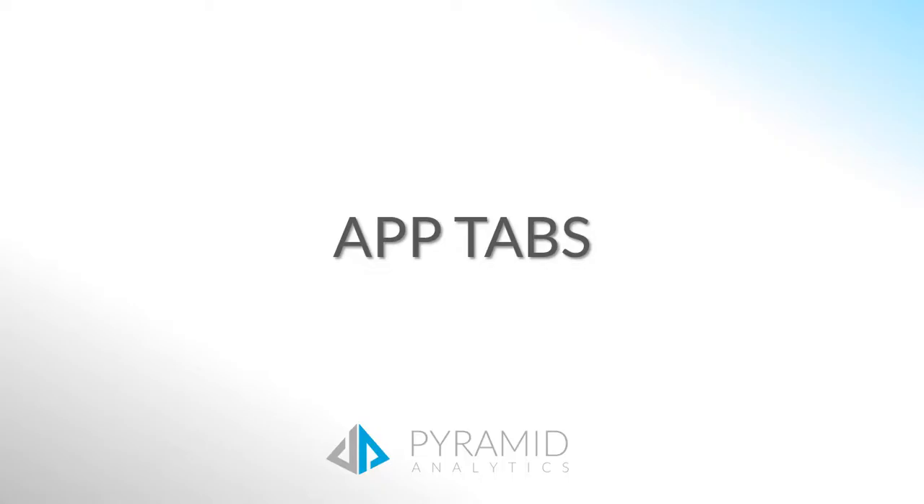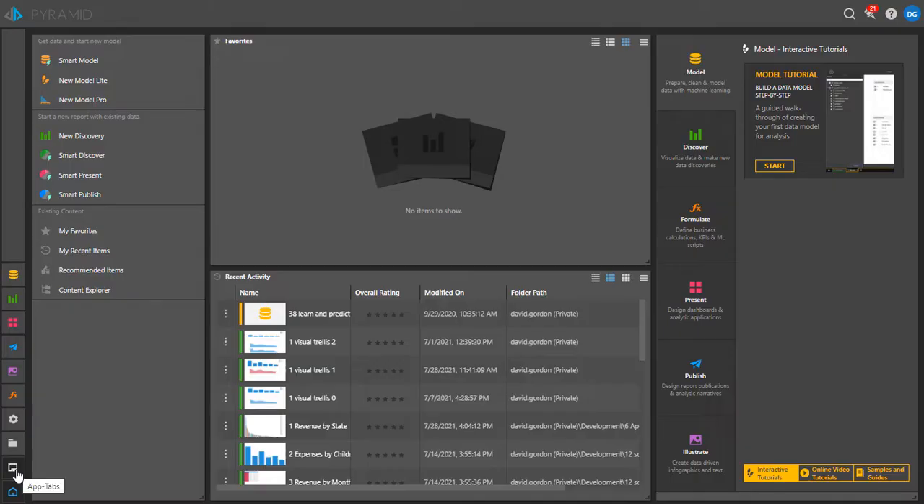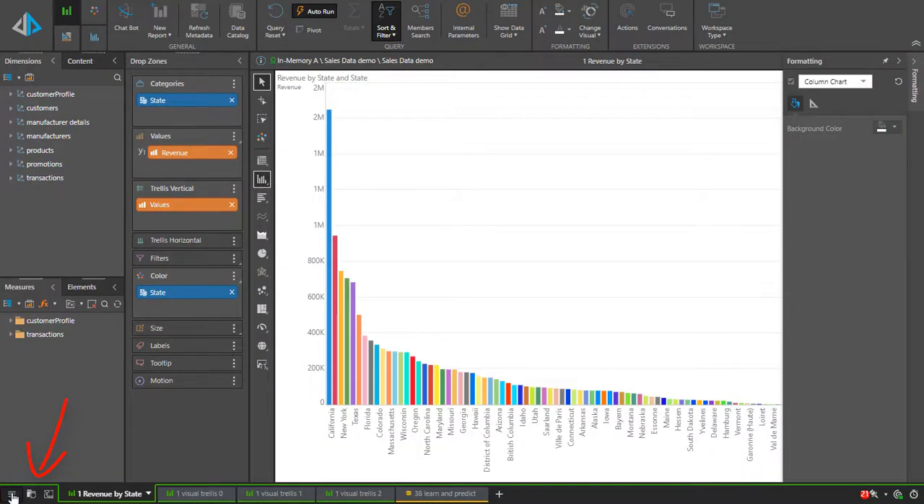This session will cover app tabs. App tabs are the name given to the tabbed interface in the Pro client when content is opened, as shown here. The panel at the bottom has multiple features and capabilities.